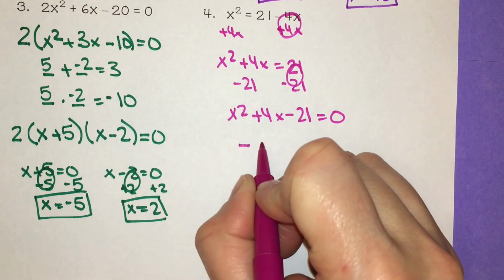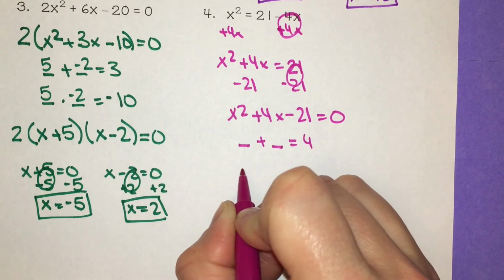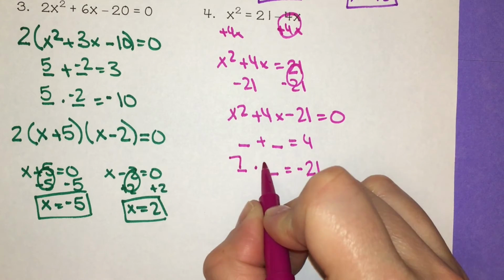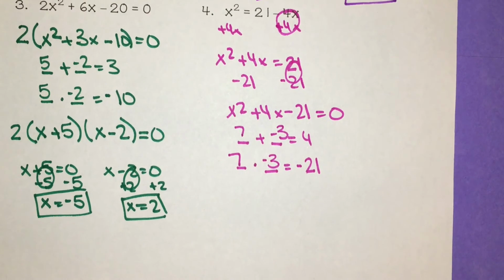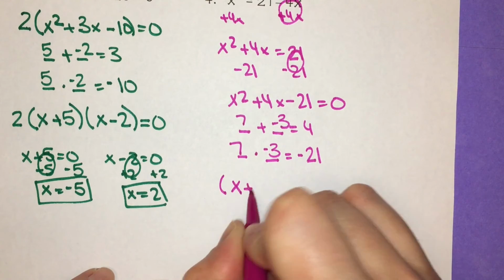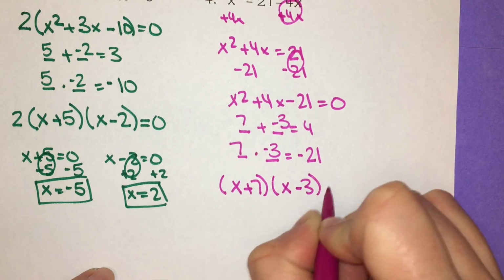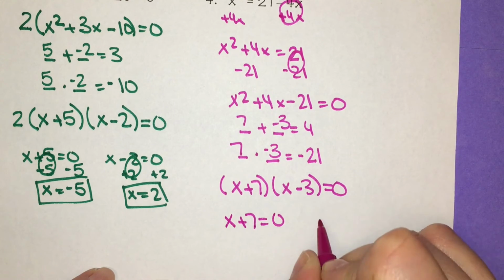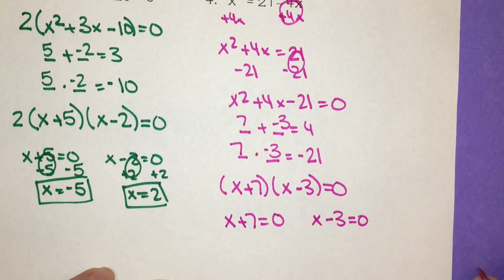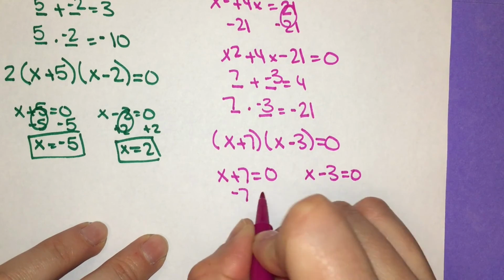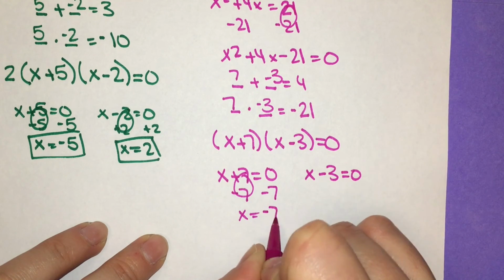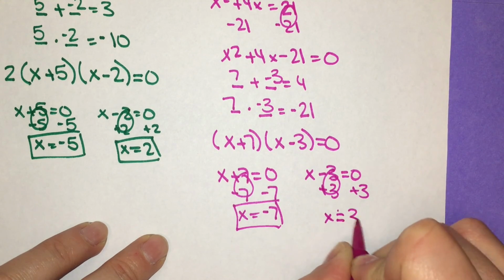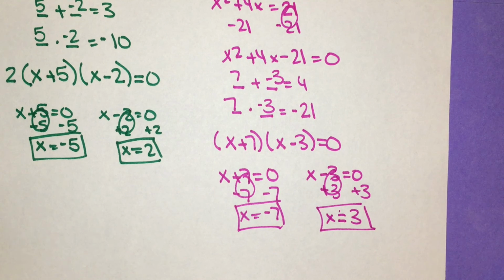Now we can factor. To figure out what adds together to equal 4, multiplies together to equal negative 21, and that is 7 and negative 3. Okay, so you have x plus 7 times x minus 3 is equal to 0. So set these each individually equal to 0. X plus 7 equals 0, and x minus 3 equals 0. Okay, over here, solve for x by subtracting 7 on both sides. X equals negative 7. And here, add 3 to both sides to get x equals positive 3. That was solving quadratics.